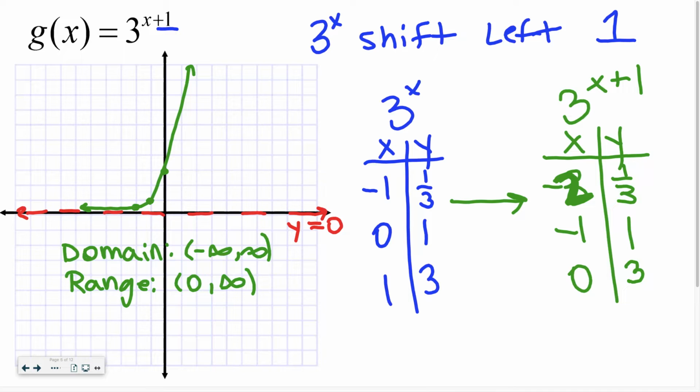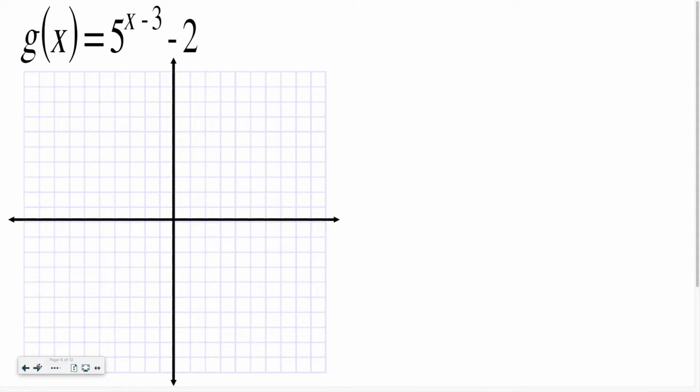Okay, we're going to do one more graph. Ready? Okay. G of x equals 5 to the x minus 3 minus 2. I want you to first take 30 seconds and at your pod decide what sort of transformations this graph has compared to 5 to the x. Okay, 30 seconds.